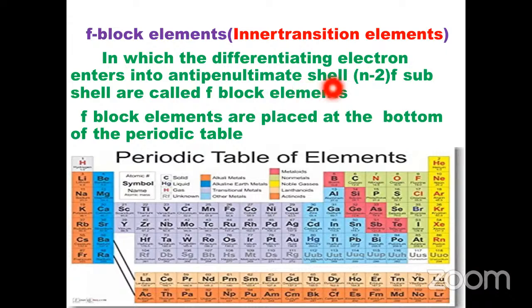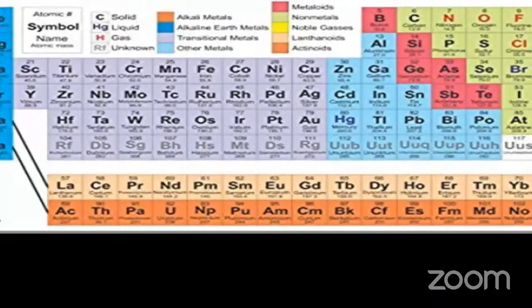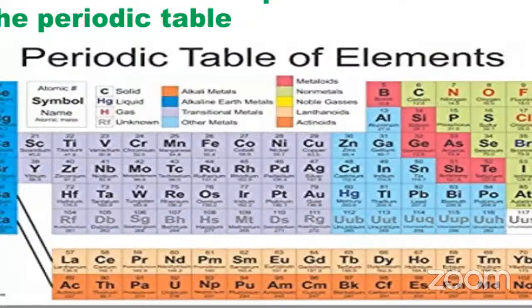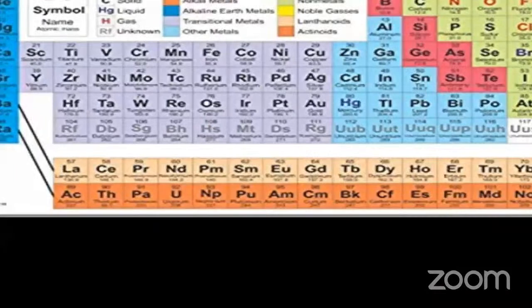What is the antepenultimate shell? It is (n-2) f. Here n-2 is the antepenultimate shell. These are all f block elements, placed at the bottom of the periodic table.